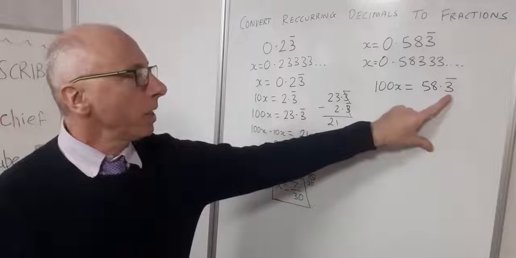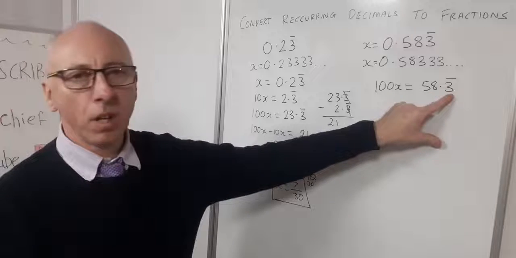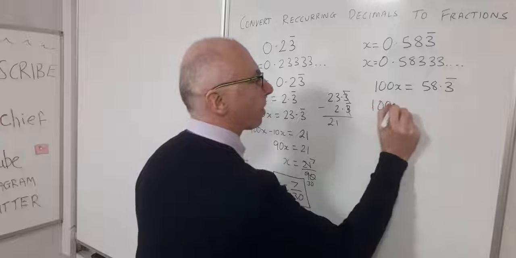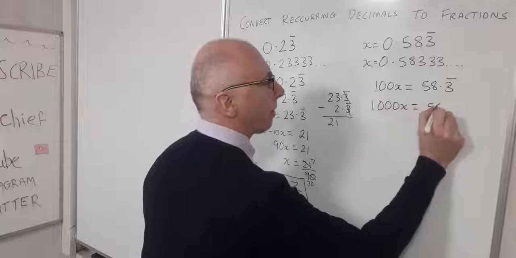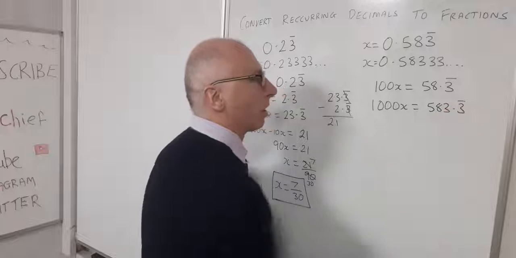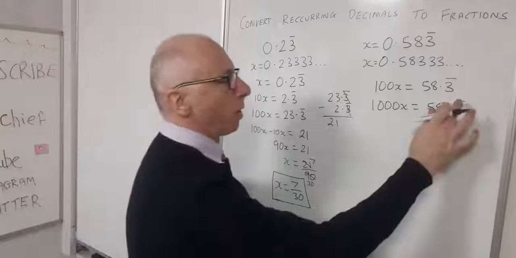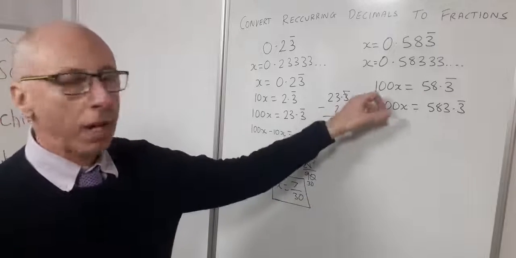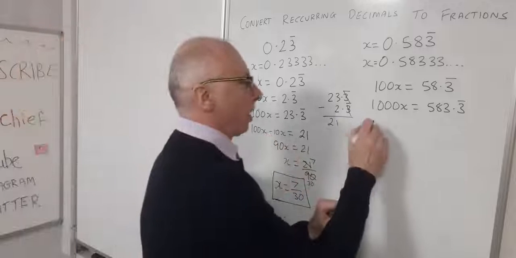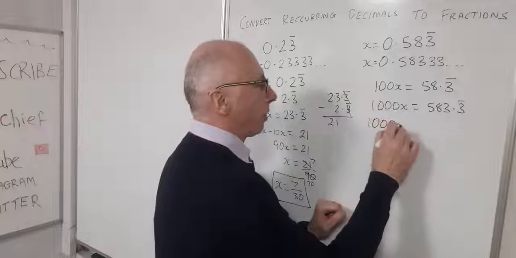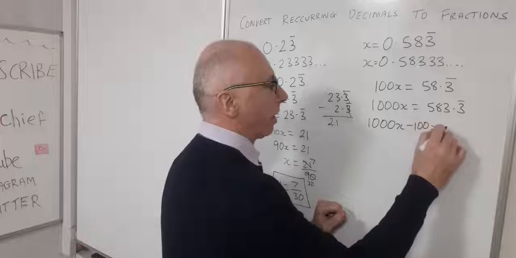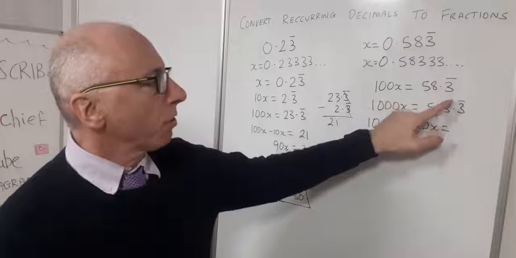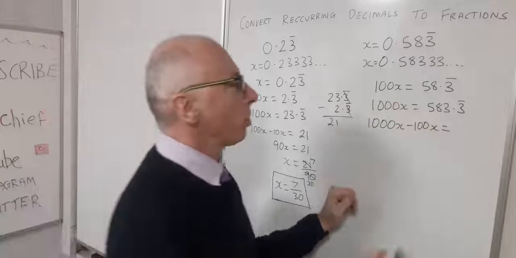So now what I want now is another digit on this side, still with a 3 recurring. So now I need to multiply it by 10 again. So 1000x is 583.3 recurring. So now I've got what I want with 2 recurring decimals at the end of these two terms. So now if I subtract them, just like I did on this one, we should get rid of that recurring decimal. So 1000x minus a 100x equals 583.3 recurring minus 58.3 recurring. So that's going to leave me with 525.